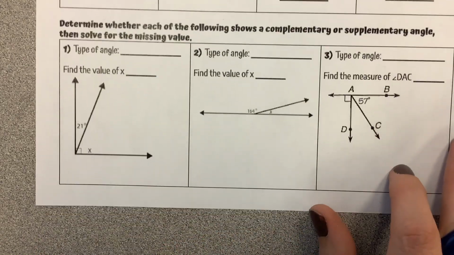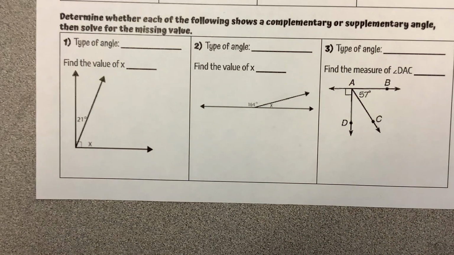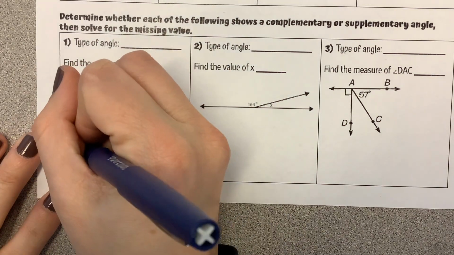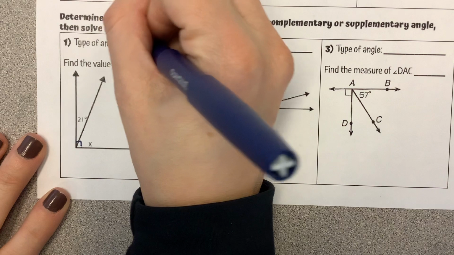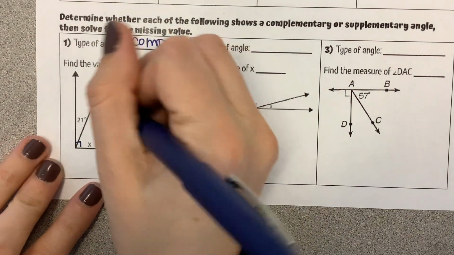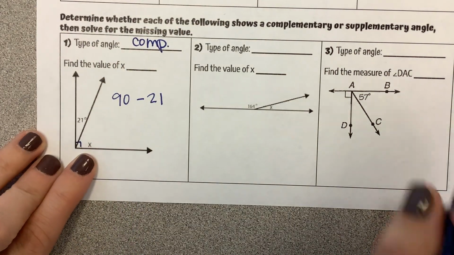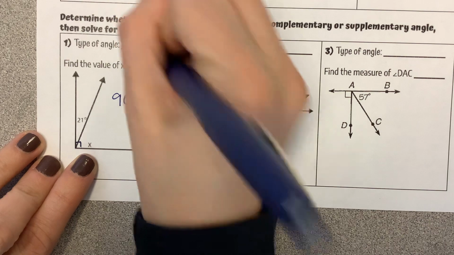So applying it to actual angle pictures. First, I want you to determine, is it a complementary or supplementary angle? And then we can find the value. So here we see the right angle, which means it's 90 degrees, so it's a complementary angle. So I know I'm doing 90 minus 21 to figure out the value of x, which is 69 degrees.